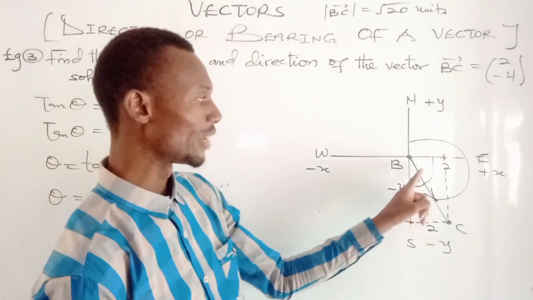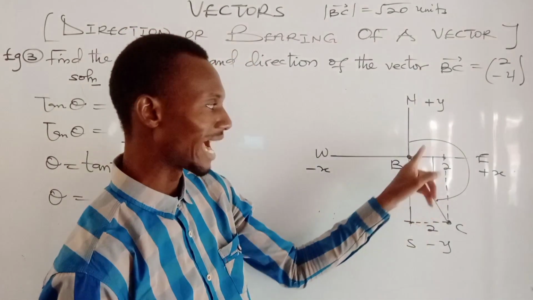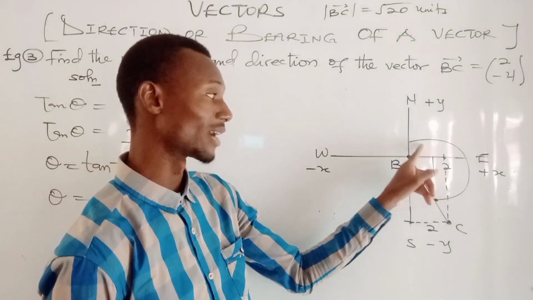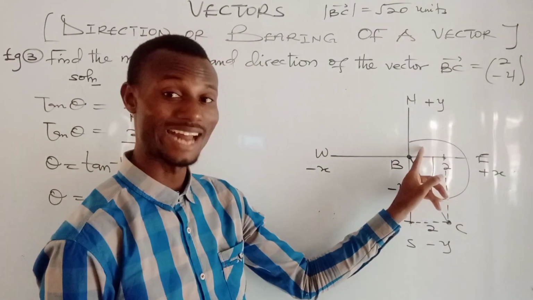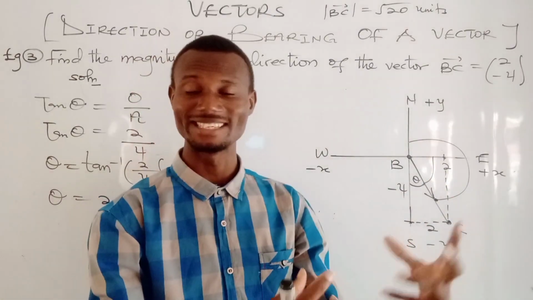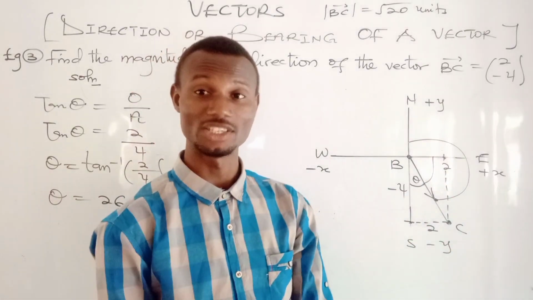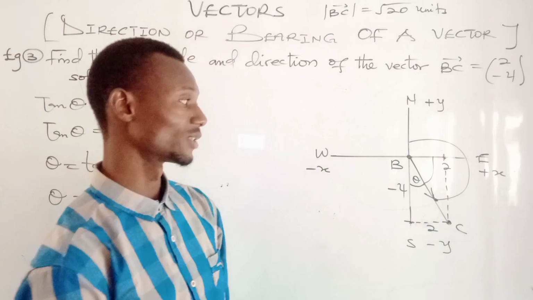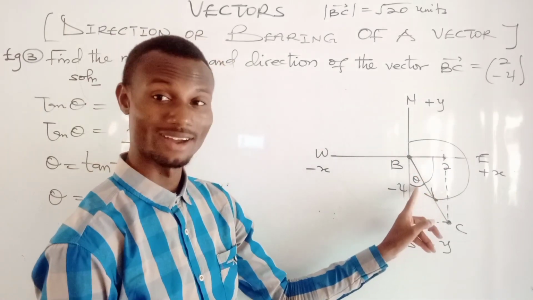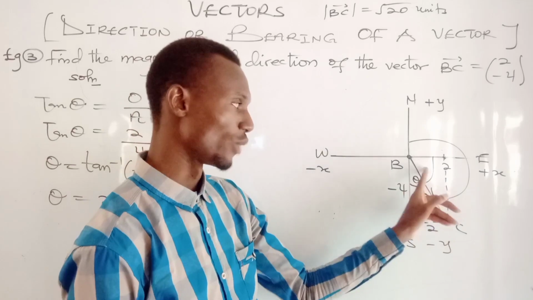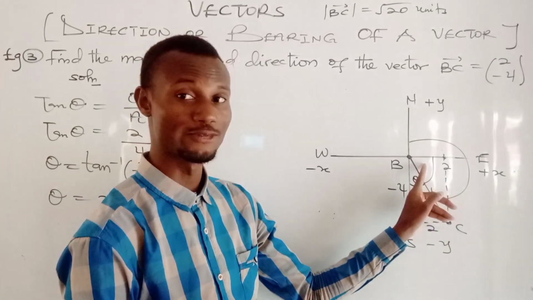Okay, so we needed to know the angle here so that we can add it to this angle which is here, which we know to be 90 degrees, because the whole of this quadrant is 90 degrees, so that we can get the bearing or the direction of the vector BC. So until we find the angle theta, we cannot know here. That's why we found the angle theta. So now with the help of it, we can know the angle which is formed here.